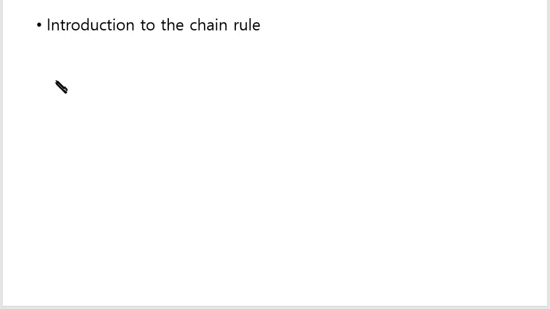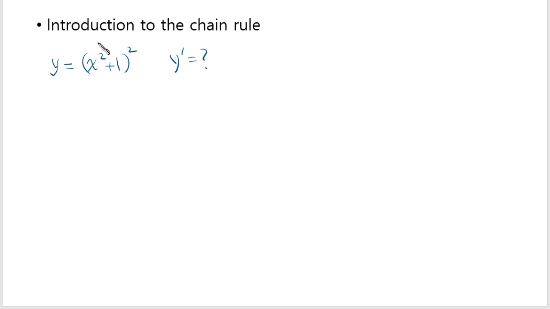Introduction to chain rule. Let's think about the following situation where y is equal to (x squared plus 1) squared, and you're trying to figure out what y prime is. Let me show you what the chain rule is. The chain rule looks at a function and it's applicable when the function is a nested function.